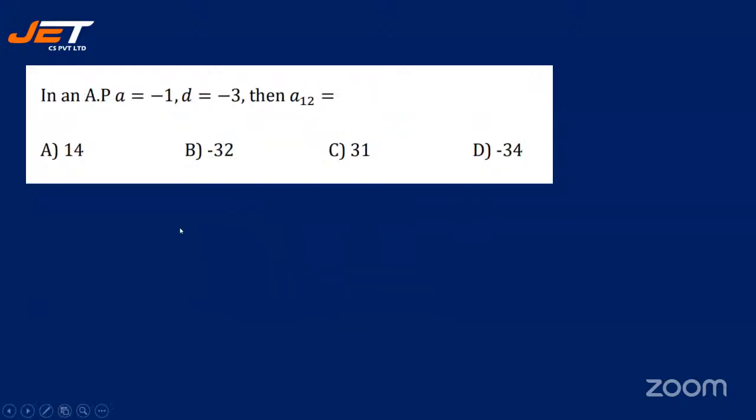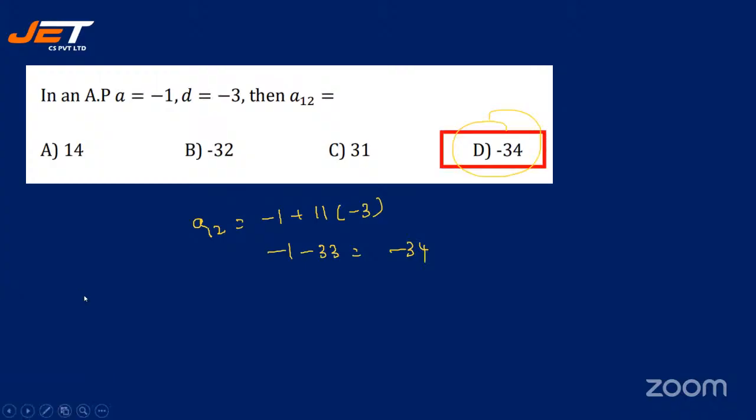In an AP, a is minus 1, d is minus 3. Then what is A12? This is a pretty simple sum. Do it quickly and give me the answer. A12 is a plus n minus 1 into d. So minus 1 minus 33 is minus 34. So your answer must be option D. Let's check. Yes, it is.